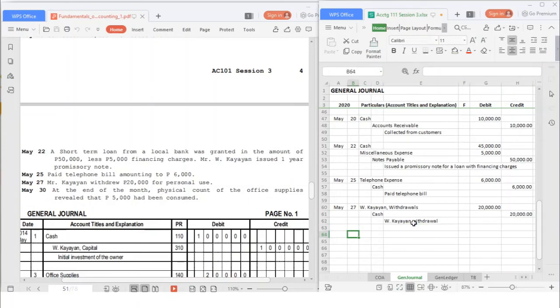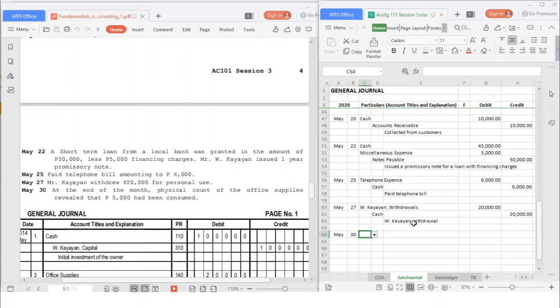Then, lastly, we have May 30. At the end of the month, physical count of the office supplies revealed that 5,000 has been consumed. Now, kani, ari na ta nga, diba? Ang atuan na is, unsa ang nahitabo, unsa ang accounts na affected. You have your office supplies na account. Diba? Office supplies man daw. Per take note. Gi-consume na niya ang imuhang office supplies. So, since na-consume na siya, so meaning considered siya as an expense na. So, nidako ang imuhang expense, nigamay ang imuhang office supply nga asset. Kay nagamit naman nimo siya.